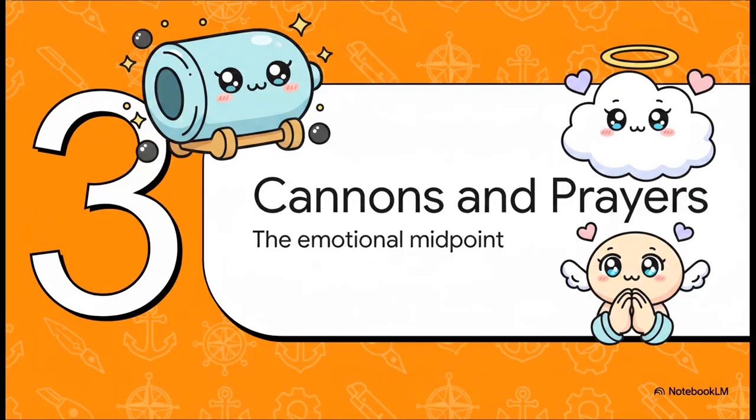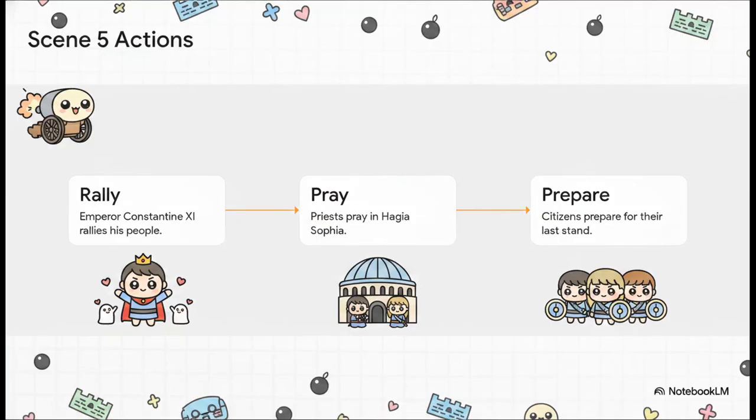Part 3. Cannons and prayers, the emotional midpoint. Now, during Scene 5, which runs from the 3-minute to the 4-minute mark, the prompt director does something super interesting. They actually pause the external, thunderous bombardment to focus entirely on the inside of the city. We get these 3 intensely emotional internal actions. Emperor Constantine XI rallies his people, priests are shown desperately praying in the Hagia Sophia, and the citizens prepare for their final stand. By contrasting those massive cannons outside with the deeply human element inside, the blueprint maximizes the emotional stakes right before we hit the climax.